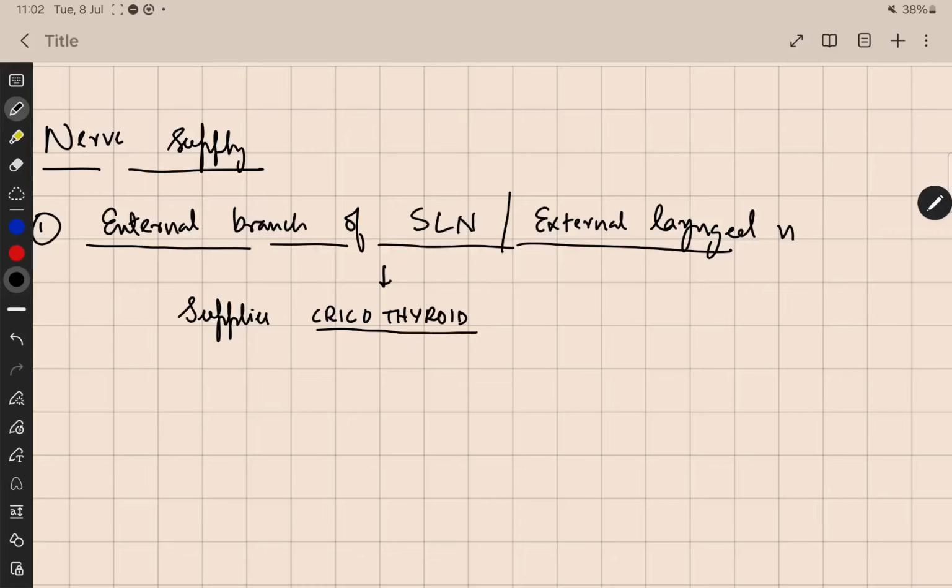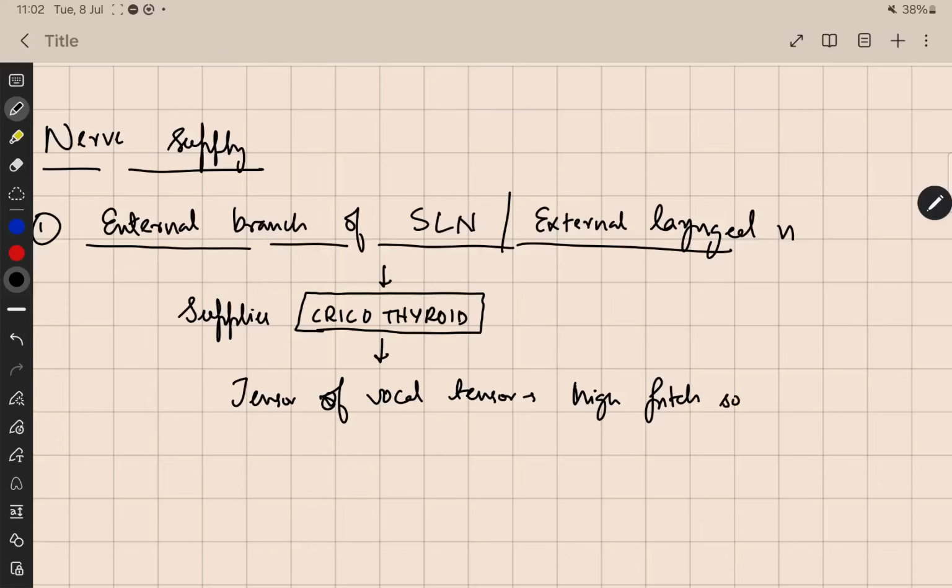So as we all know from ENT, or if you are studying ENT, the cricothyroid muscle acts as a tensor of vocal cord. That means that it helps in high pitch sound. So if after surgery the patient is not able to have a shrill voice, or has a change in voice, or is not able to produce high pitch sound, that means that this external branch of superior laryngeal nerve, or external laryngeal nerve, has been damaged.